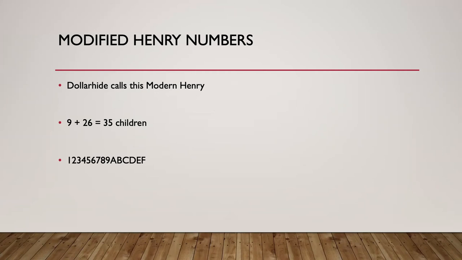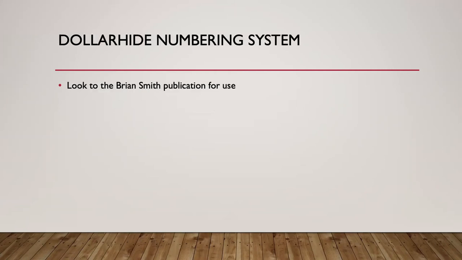So that's why Henry is useful. But Henry is not something that you want to publish with. I really don't know much about the Dollarhide number system, except that it is Ahnentafel and Henry combined together. I would look to the Brian Smith publication for its use. I'm too old school for it myself, meaning I've already learned what I want to learn about numbering and I don't need a new numbering system. But if you're young and you have patience and you don't mind the learning curve, the Dollarhide numbering system looks to be very useful for working papers.